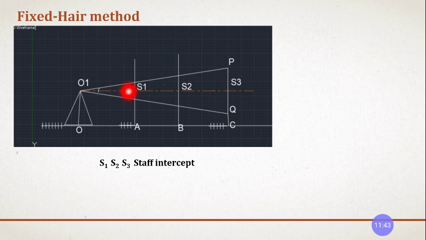If you see the S1 upper reading and S2's upper reading, there is a difference. S2's upper value will be higher than S1's upper value, right? So depending upon that, the distance will vary, and the difference between the two staff readings is called the staff intercept. Here there are three staff intercepts: S1, S2, and S3.